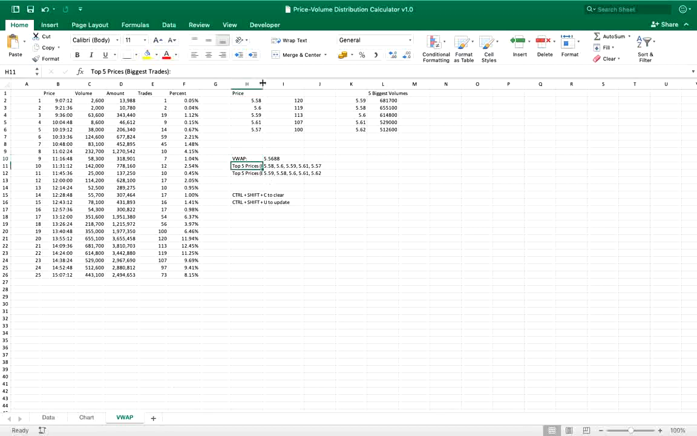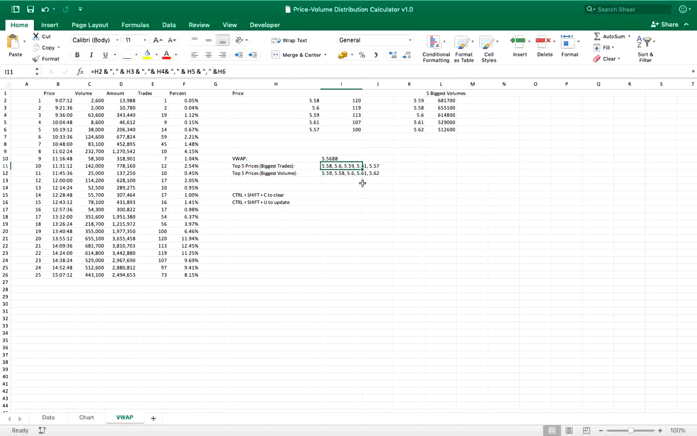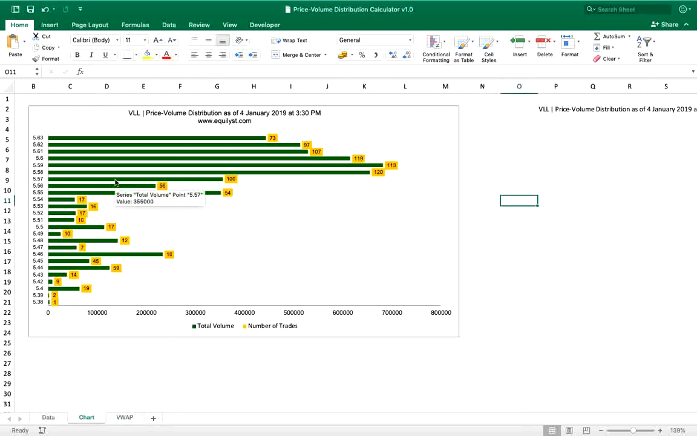So for the top 5 prices, we got 5.58, 5.6, 5.59, 5.59, 5.62, 5.57. So at the very least, here's how you can use this data to make a buying decision. The top 5 prices with the biggest number of trades and biggest size of volume start at 5.57 up to 5.62.